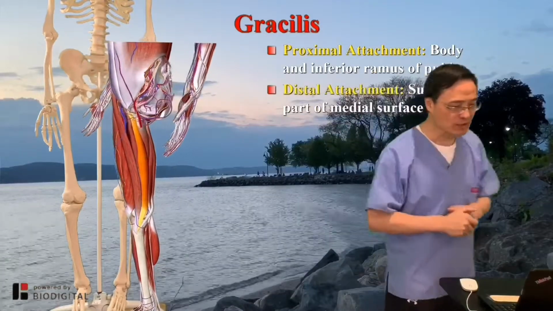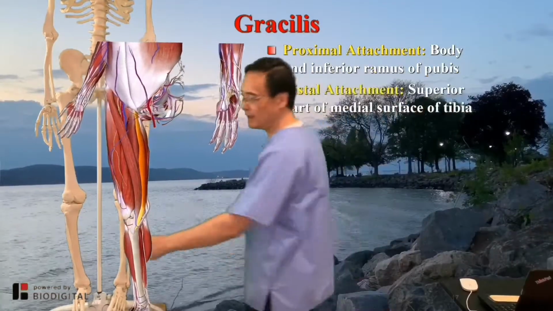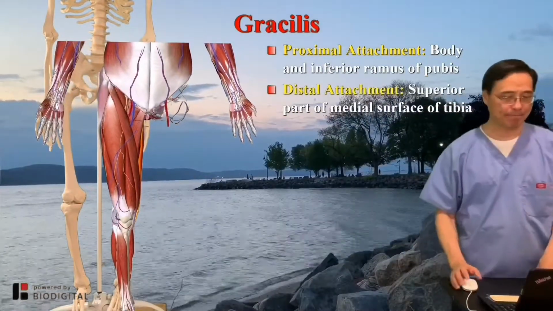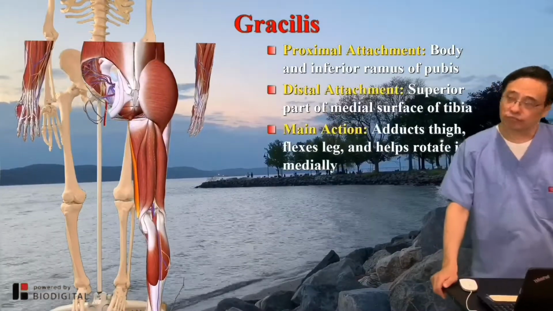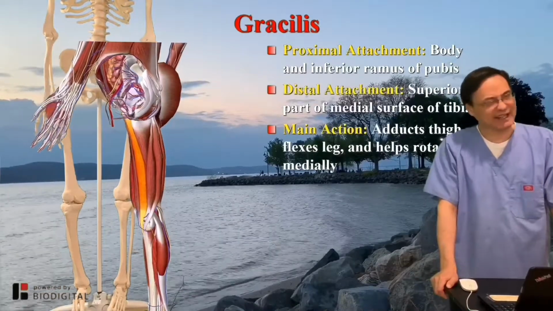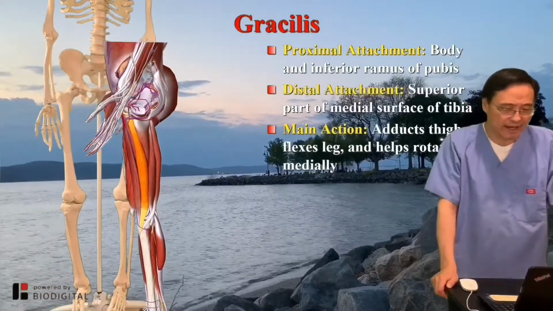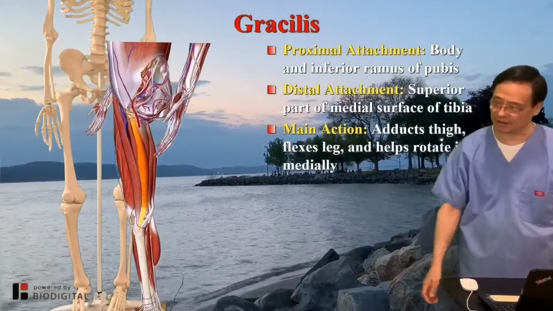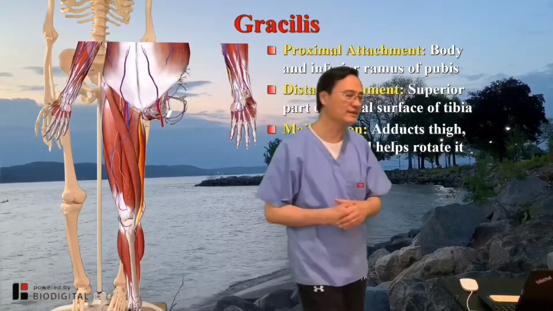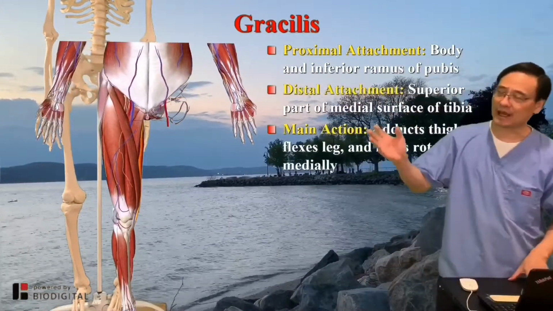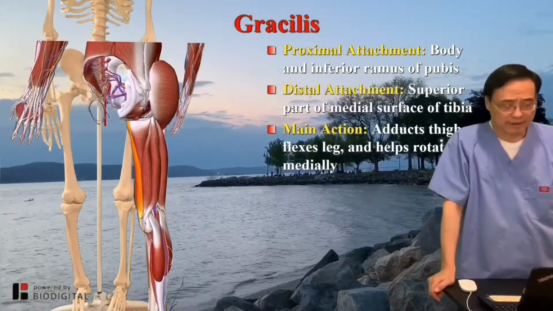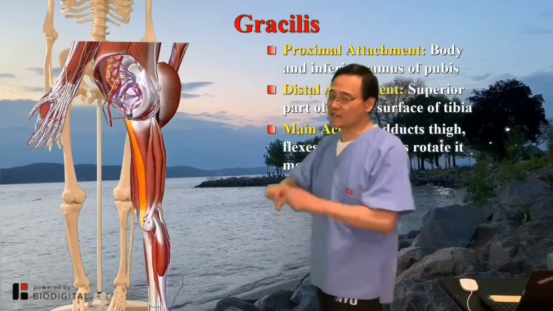Let's wait. So remember this attachment, also on the superior part of the medial surface of the tibia. So what's the action? Well, it could adduct the thigh a little bit, but it's not that strong. Flex the thigh, it's not that strong, all right? And it helps rotate it medially. Is that strong? No. That's why I said this muscle is not that important, because on alignment it doesn't really have a good advantage to do it. However, this muscle is a nice strap.